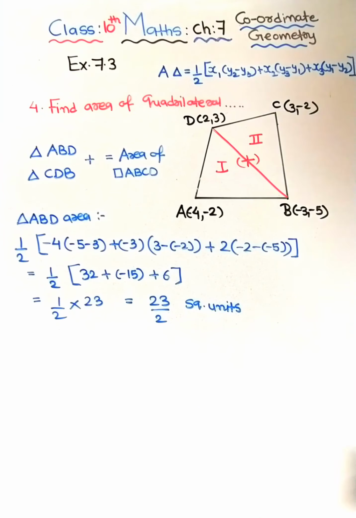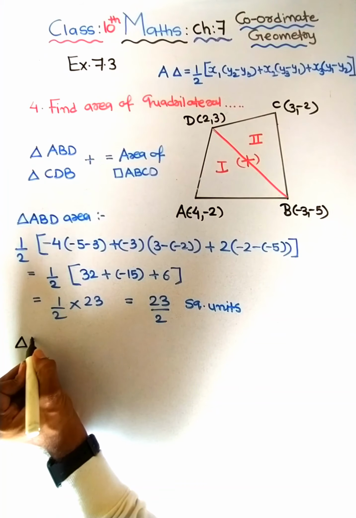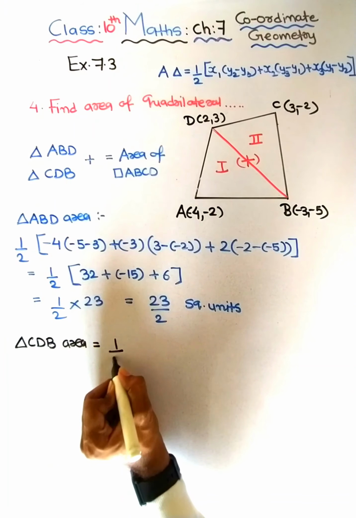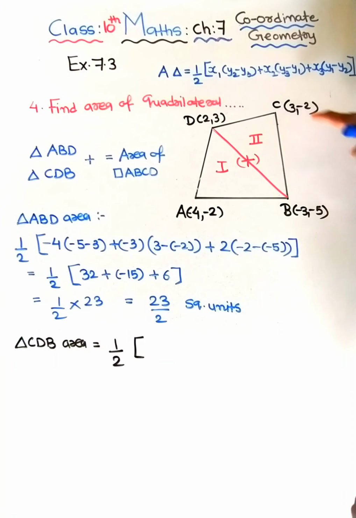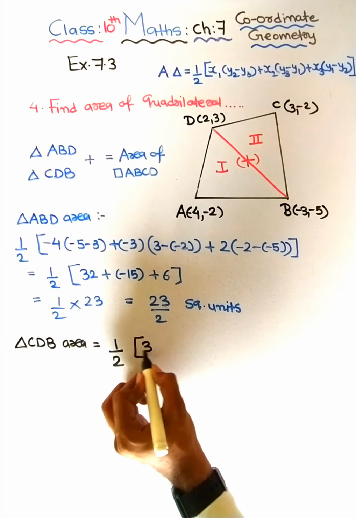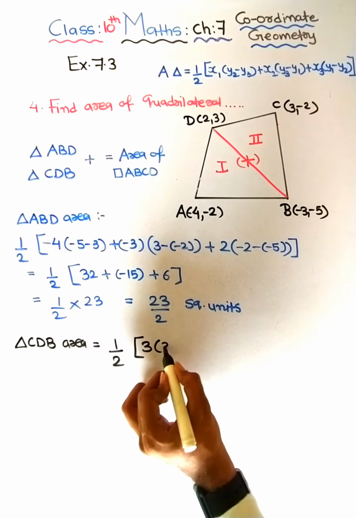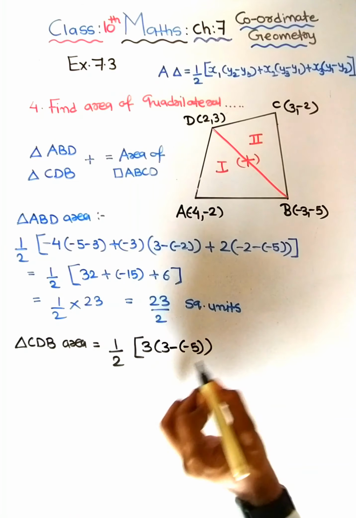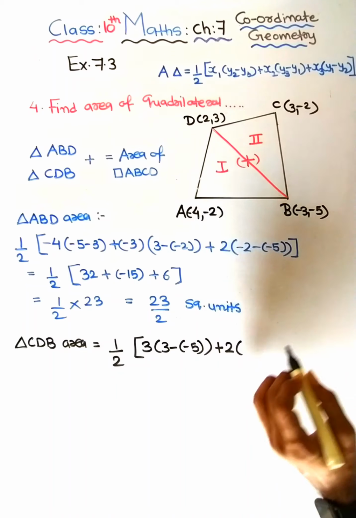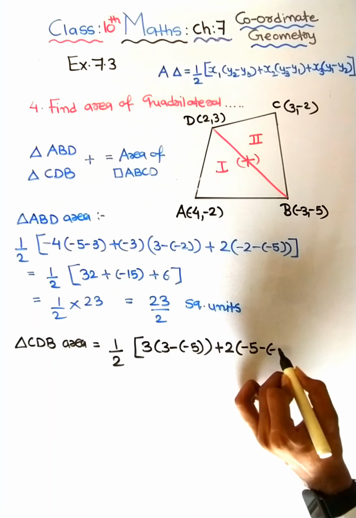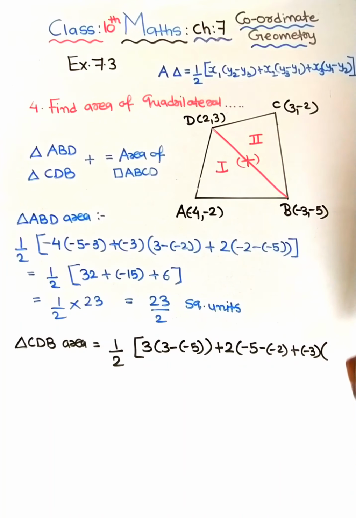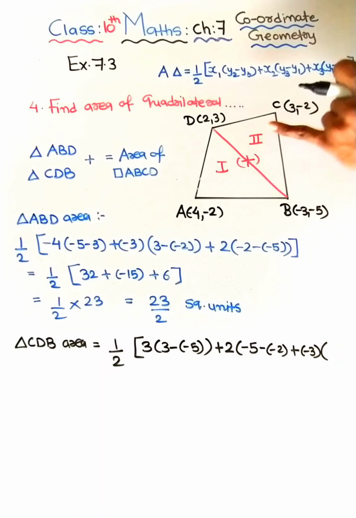Now let us go for the next triangle, that is CDB. So here it will be 1 by 2. For this triangle we have to take C, D and B. So here we have x1 as 3, y2 minus y3 is 3 minus (-5), plus x2 is 2, and we have y3 minus y1, that is -5 minus (-2), plus last we have -3, and in the bracket y1 minus y2, so that means -2 minus 3.